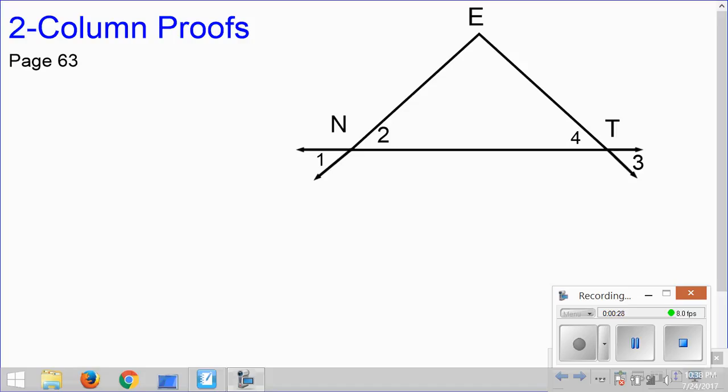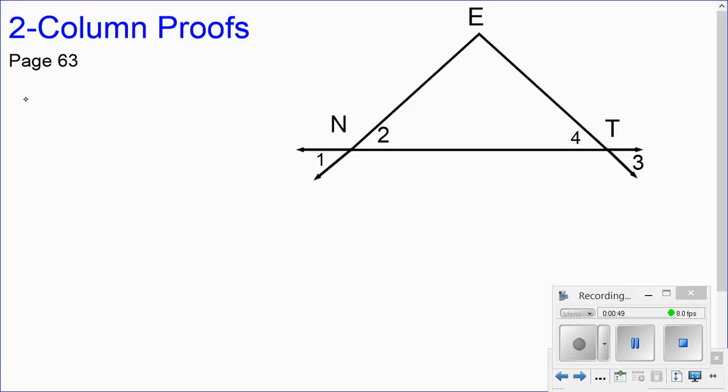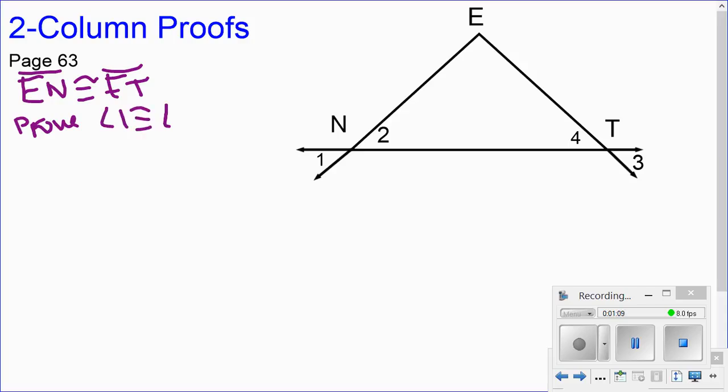We are given some information, and we're going to prove something, and we're going to do so using two columns. Okay, so in this particular problem, which is in your packet on page 63, we are told that segment EN is congruent to segment ET. That was our given. We are supposed to prove that angle 1 is congruent to angle 3.